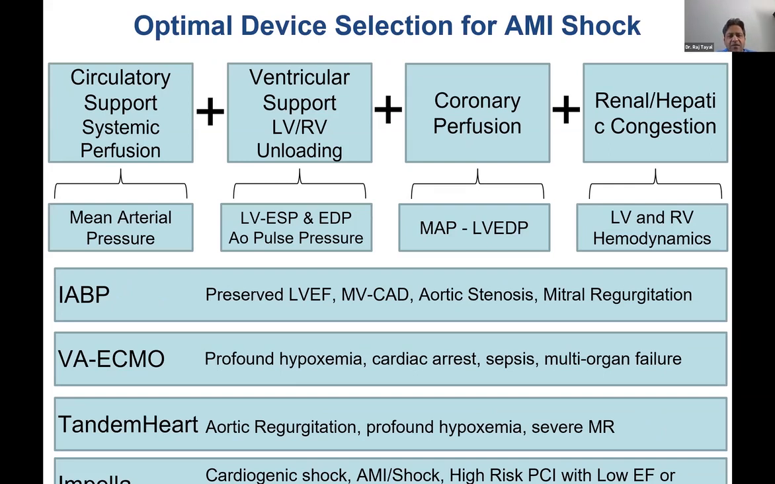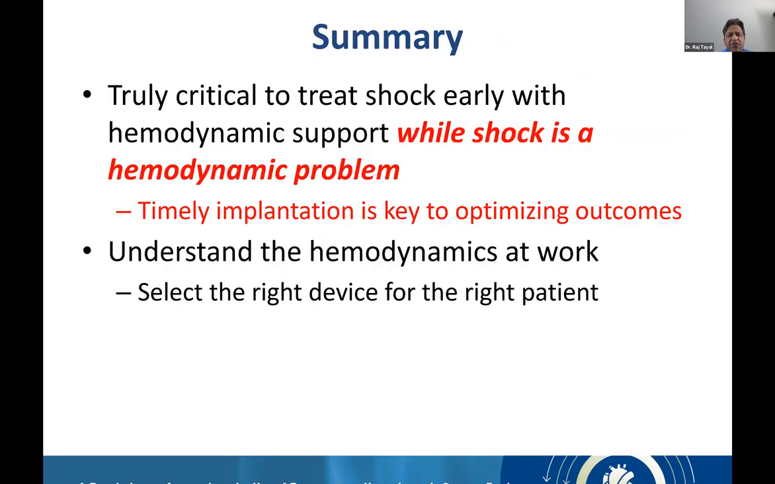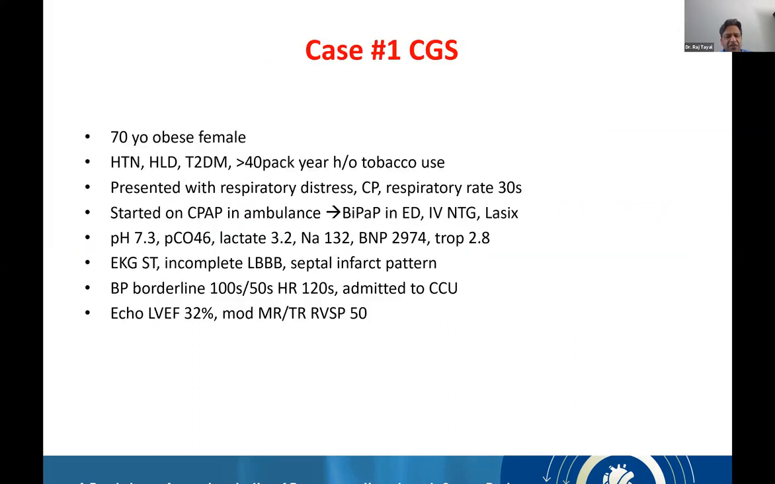So, in summary, it's important to really match shock with the presentation and the hemodynamic problem that's being presented. And the key is timing of implantation and really understanding the hemodynamics to help you select the right device for the right patient. So I have a couple of cases I'll briefly go over.